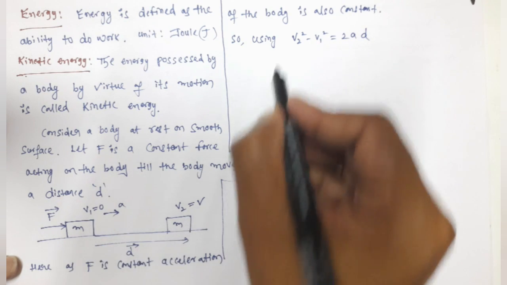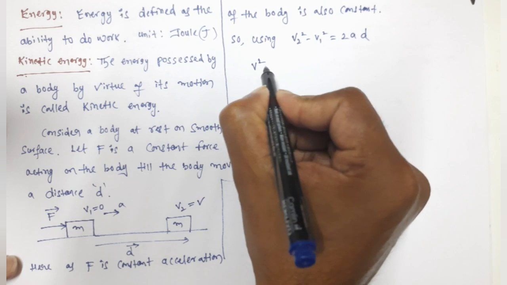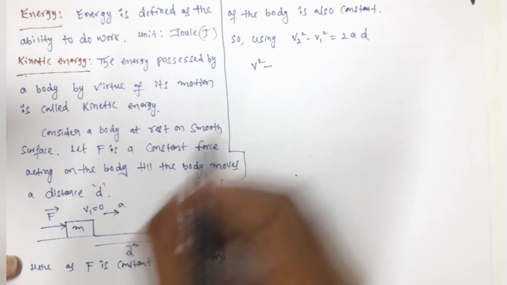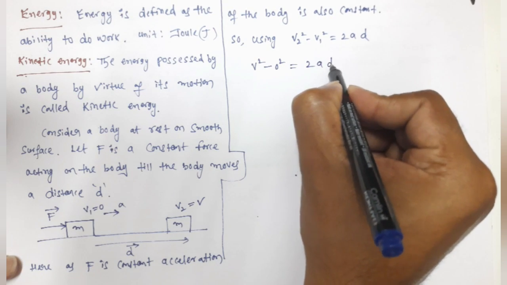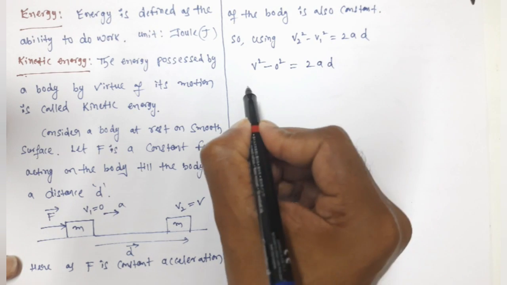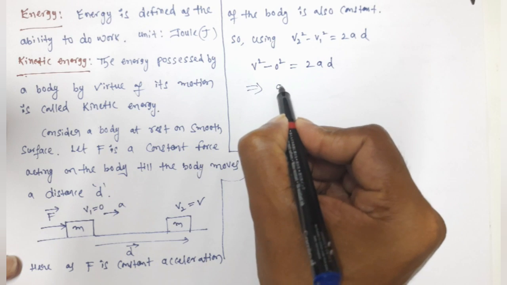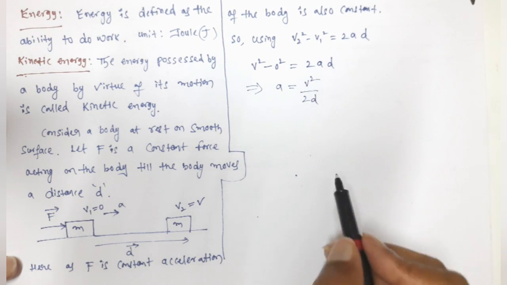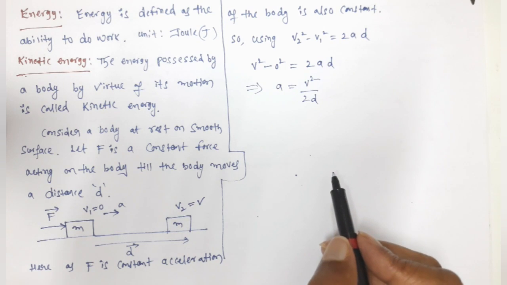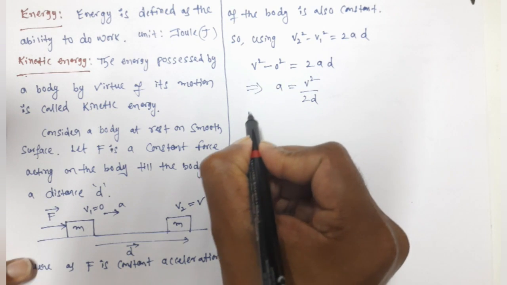Now substitute the values. So v2 equals v, so v square minus v1 square, and v1 value is how much? 0. So v square equals 2 into a into d. That means from this equation, can we write the equation for acceleration? a equals v square by 2d. Now let us find the work done.